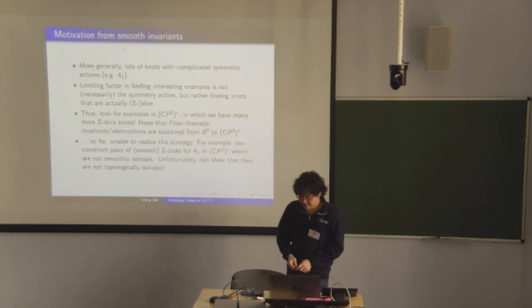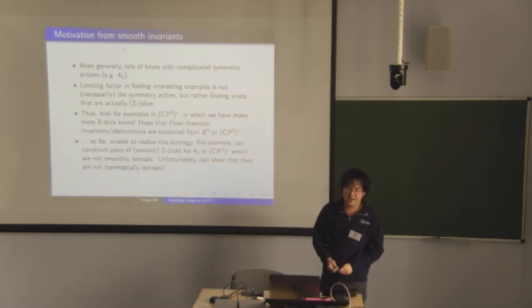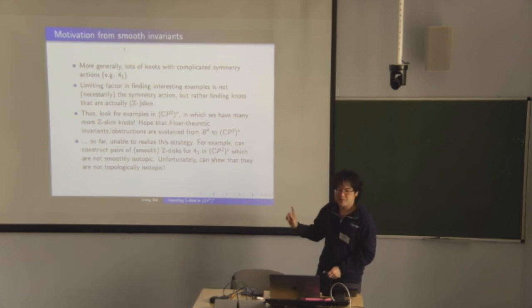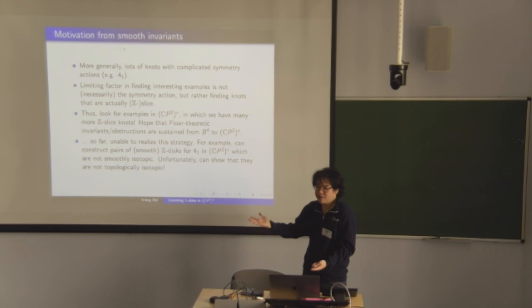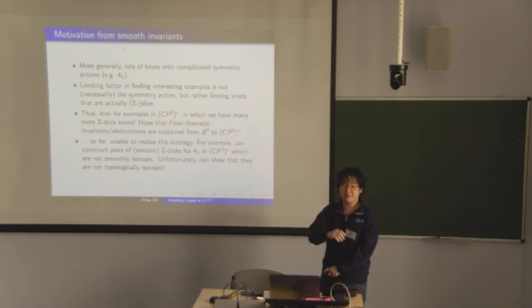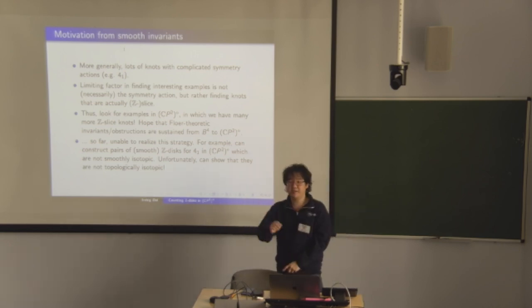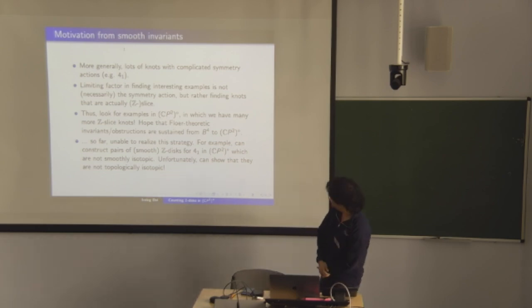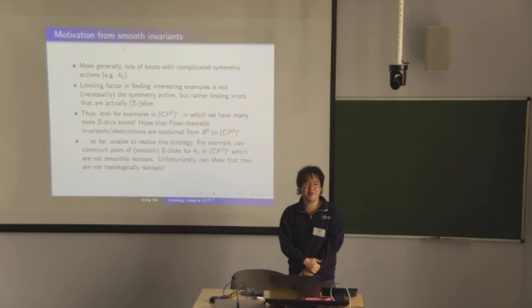And in fact, the strategy in some sense does work. For example, I told you the figure 8 is Z slice in CP2. You can in fact construct pairs of Z slice disks for the figure 8 in CP2 which are distinguished by their maps on knot Floer homology. Symmetric pairs of disks, which necessarily are not smoothly isotopic rel boundary. Okay? So that part of the program is sustained.